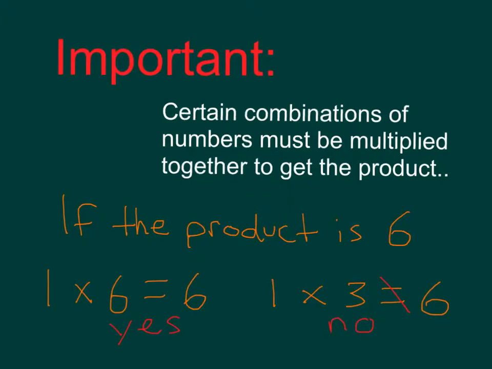One important note is that certain combinations of numbers must be multiplied together to get the product. For example, if the product that we have is 6, then 1 times 6 equals 6, or 2 times 3 would equal 6, but 1 times 3 does not equal 6. You have to choose the right factor.